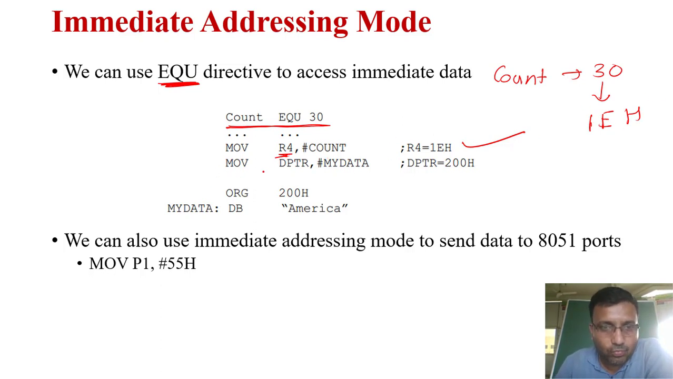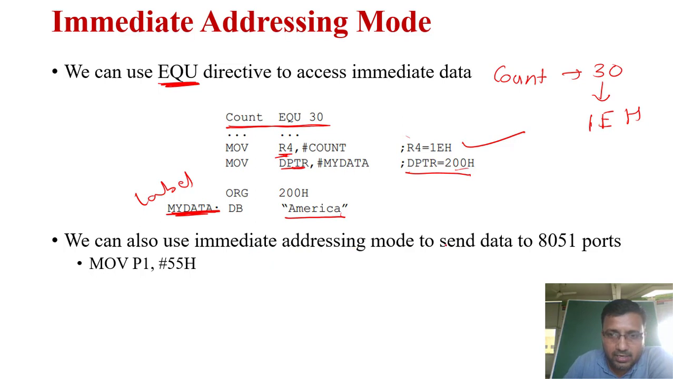Here MOV DPTR, #MYDATA. So I can write MYDATA EQU 200H. This 200H will be loaded into the DPTR as well. Here MYDATA is a label. So this is known as a label. The label is given, and DB is a directive, again data byte, and this contains America in that. So we can use the immediate addressing mode to send 8051 data to the ports as well.